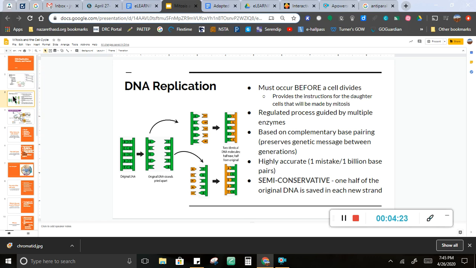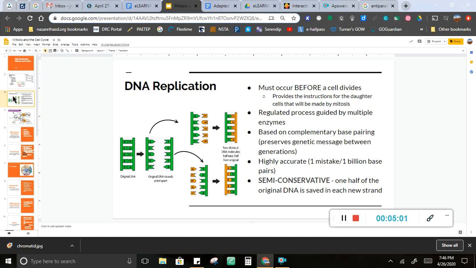So before a cell can divide, meaning before we can go from one parent cell to 2 daughter cells, and then 2 daughter cells to 4 daughter cells, and 4 daughter cells to 8 daughter cells, and so on and so forth, and we build a whole complete organism, we have to have DNA replication because those daughter cells are going to need a set of instructions on what to do. They're going to need to know what proteins to make, what enzymes to make, what processes to run, etc. So before any cell can divide, we have to make a copy of those instructions. We have to make a copy of that DNA.